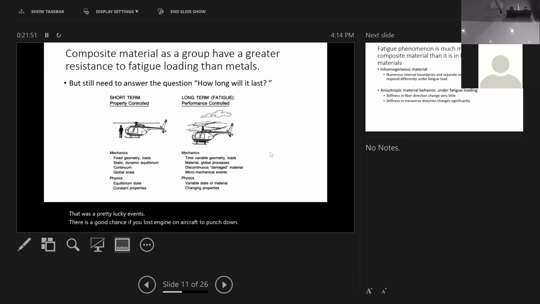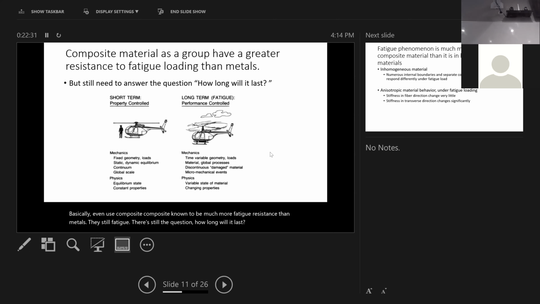As we know, the helicopter is also known as a flying fatigue machine. Why do we call it that? Because it vibrates like crazy. The level of vibration in the way a helicopter operates makes it a walking case of fatigue. Even if you use composites, which are known to be much more fatigue resistant than metals, they still fatigue. There's still the question: how long will it last?